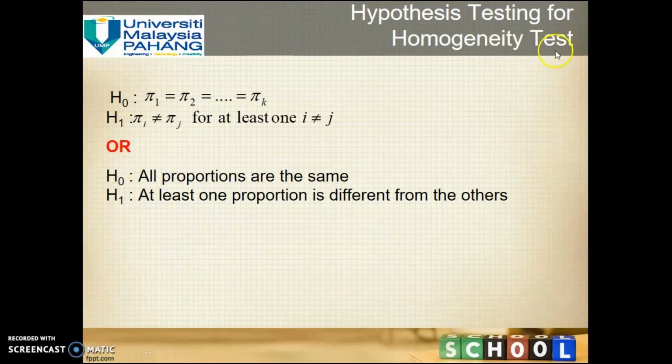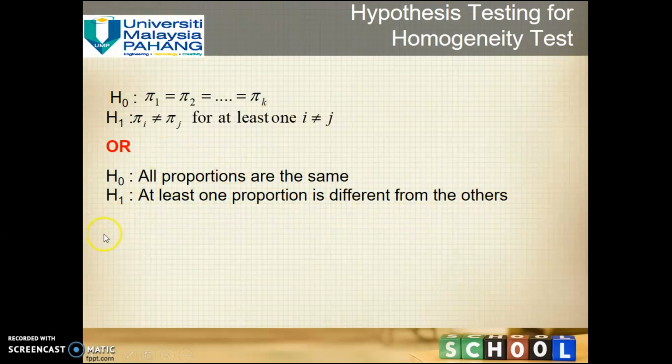Okay, so the hypothesis for the homogeneity proportion is about similarity between the categories. The subject can be the row category or the column category, the row variable or the column variable. For the hypothesis here, it is better to use the second one. H0 is always: all proportions are the same. H1 is always: at least one proportion is different from the others.